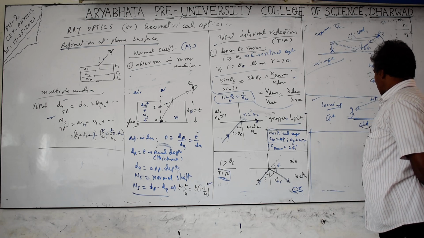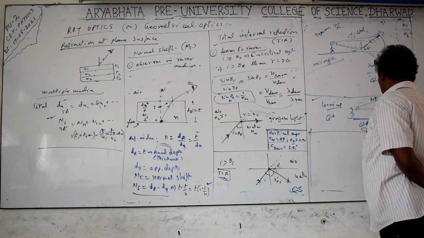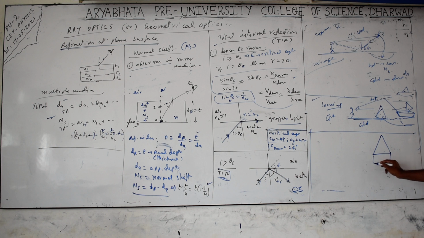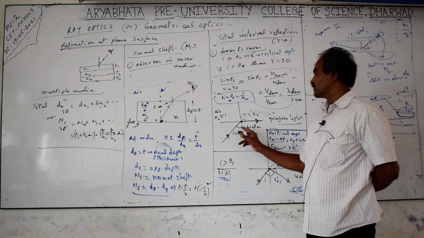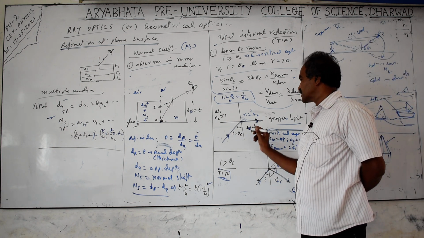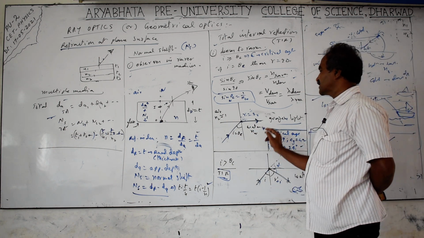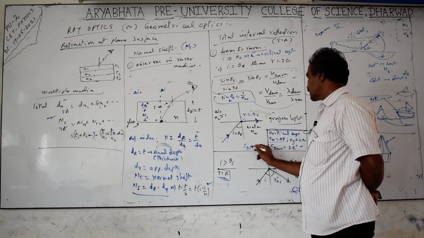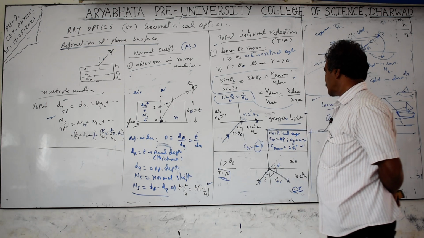Next is the diamond. A diamond is cut into a particular shape, and only then does it glitter, otherwise it won't. Light can enter from rarer to denser medium from all angles, but it cannot come out from all angles. The angle of incidence is always more than the critical angle, because the refractive index is high and the critical angle is minimum. C of diamond is minimum.